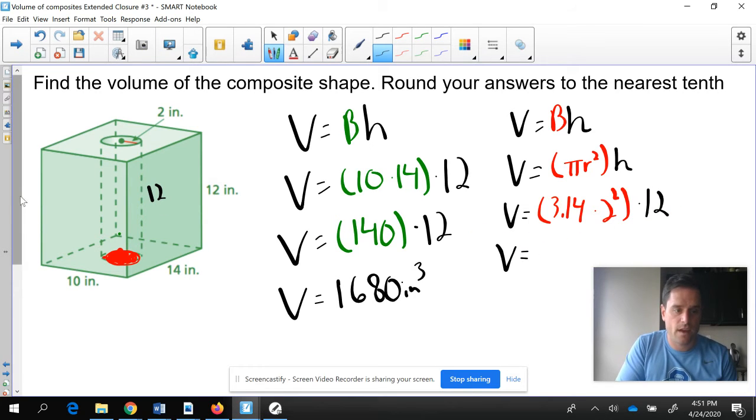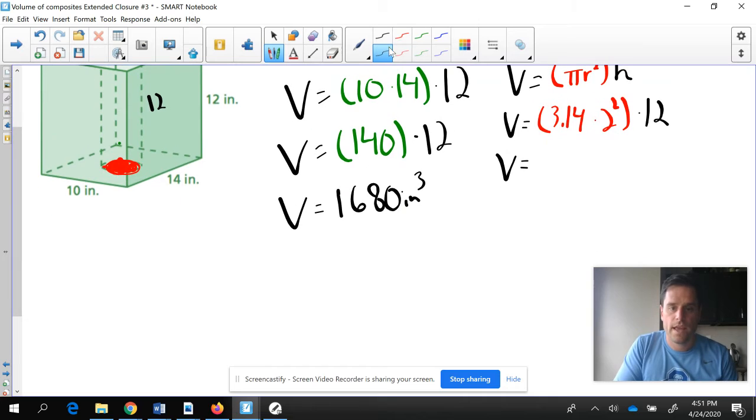Let's get my face out of the way, and let's solve this. So 2 squared is 4. 4 times the 3.14. I'm sorry, did I say 12? I meant to say 4. It is 4. I think that's what I said.